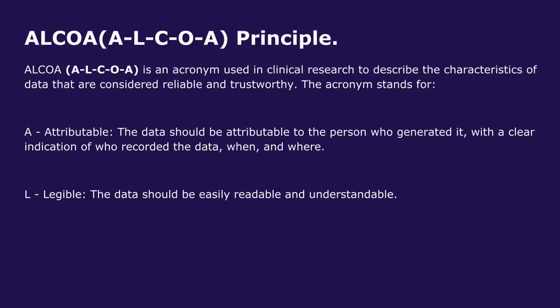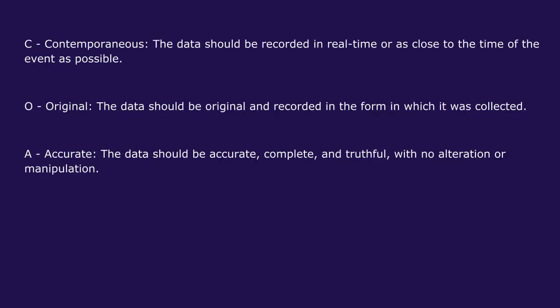L stands for legible. The data should be easily readable and understandable. C stands for contemporaneous. The data should be recorded in real time or as close to the time of the event as possible. O stands for original. The data should be original and recorded in the form in which it was collected. Final letter, A, stands for accurate. The data should be accurate, complete, and truthful, with no alteration or manipulation.